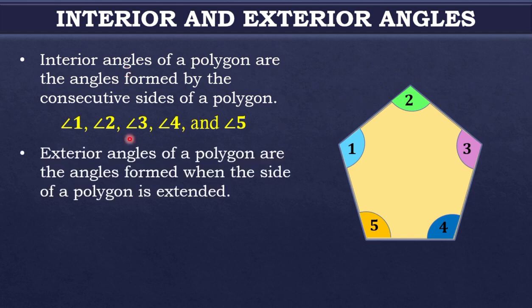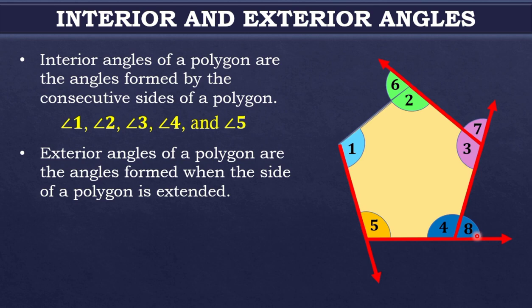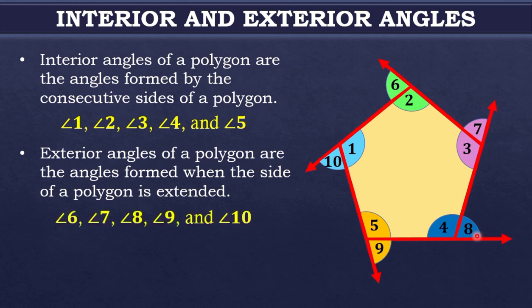Okay? Next, how about exterior angles? When we say exterior angles, these are angles formed when the side of a polygon is extended. So, let's say, etong side na to. Pag in-extend natin yan, yung angle na mafo-form dyan, that is what we call the exterior angle. Okay, so exterior angle siya ng interior angle na to. Okay, another. So pag in-extend natin itong side na to, may mabubuo po tayo ditong exterior angle. Ganon din po dito. So we have an exterior angle, another one, and this one. So in the given illustration, our exterior angles are angle 6, angle 7, 8, 9, and angle 10.